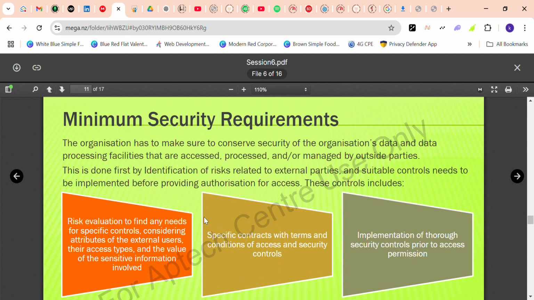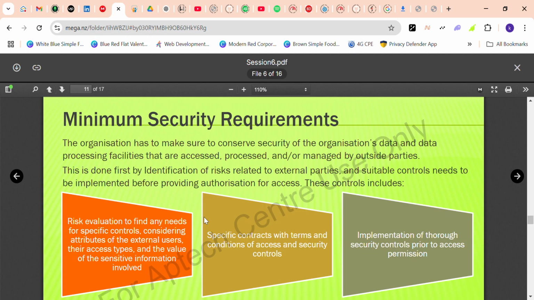The organization has to make sure to preserve the security of the organization's data and data processing facilities that are accessed, processed, and/or managed by outside parties. This is done first by identification of risks related to external parties, and suitable controls need to be implemented before providing authorization for access. And these are the controls that we are talking about.